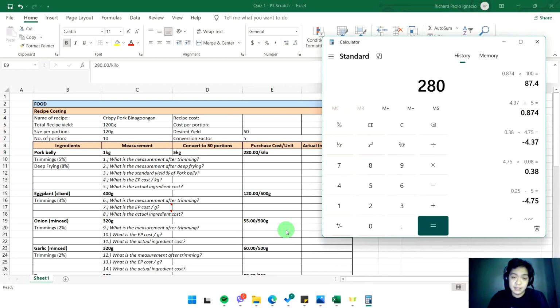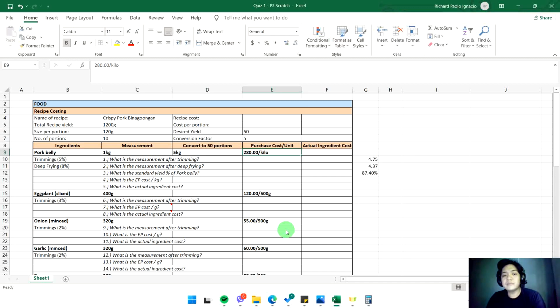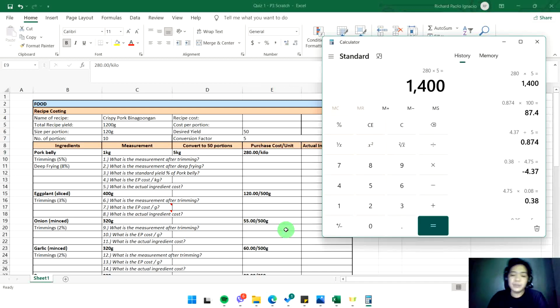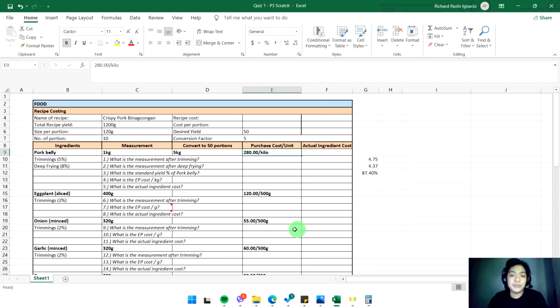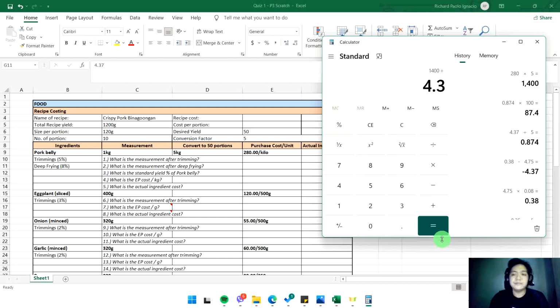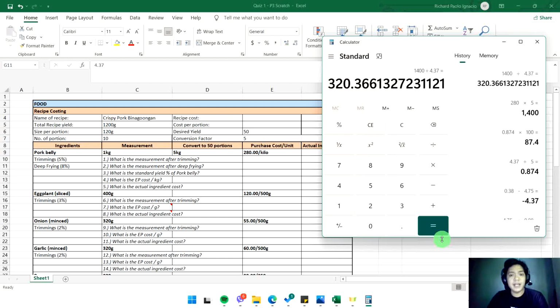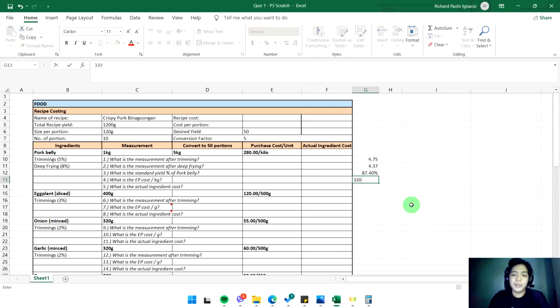We will just multiply this by 5, of course, kasi naka 5 kilos naman na yung ating AP weight, no? And per kilo naman ang ating presyo, kaya 280 times 5, that is 1,400. Now, sa 1,400 na ito, i-divide natin yung EP weight natin, which is 4.37. So, ayan. Now, we will have 320 pesos, 0.37, rounded off to the nearest hundredths. So, we have 320.37.